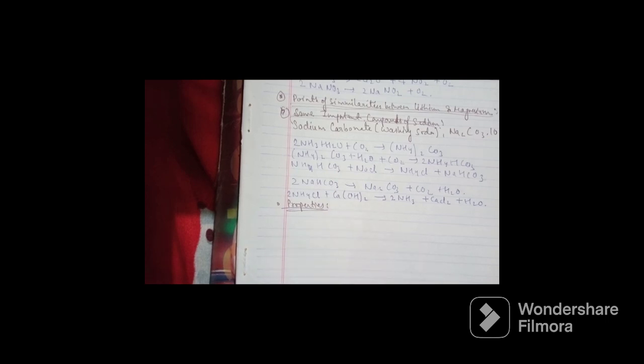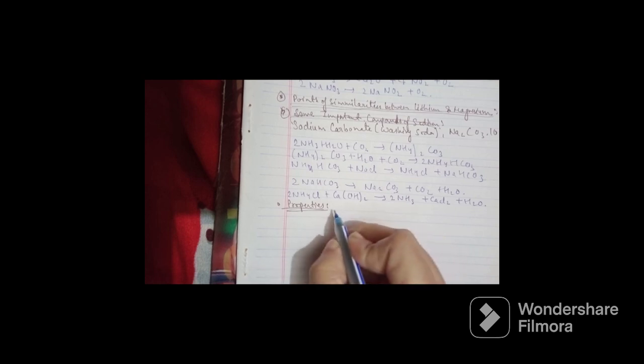Sodium carbonate is a white crystalline solid which exists as a decahydrate, Na2CO3.10H2O. This is also called washing soda. It is readily soluble in water, and on heating the decahydrate loses its water of crystallization to form the monohydrate above 373 Kelvin. The monohydrate becomes completely anhydrous and changes to the white powder called soda ash.